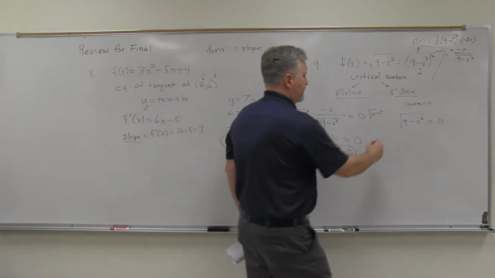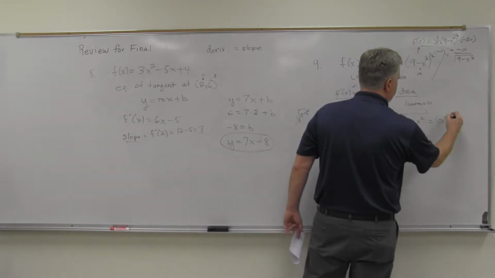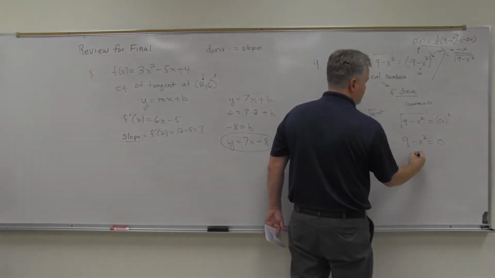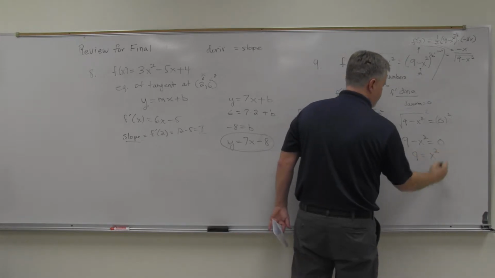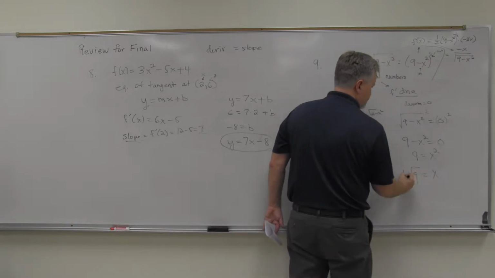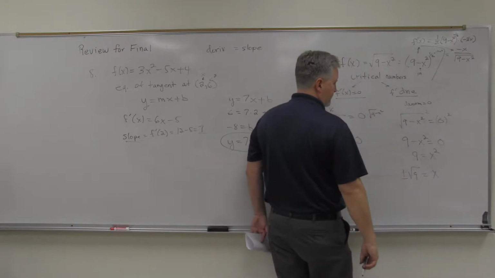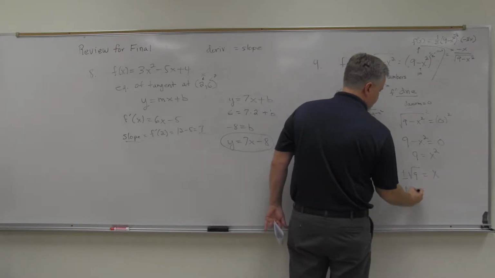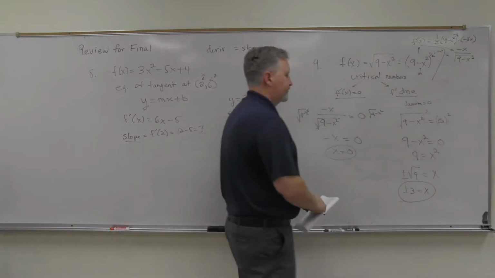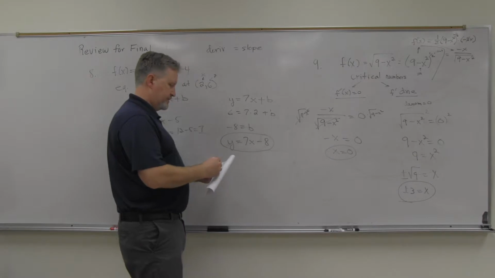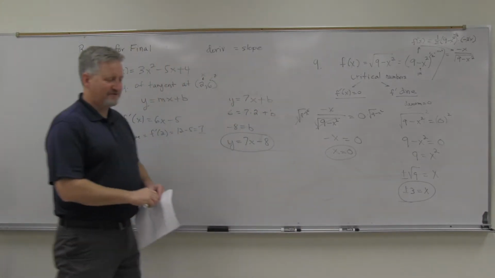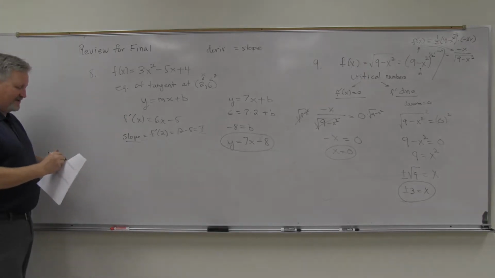If I square both sides, I'll get 9 minus x squared equals 0. So that's 9 equals, add the x squared. Square root both sides. The only catch is it can be plus or minus square root of 9, so it's plus or minus 3. So those are my critical numbers. I have to find those come finals time.